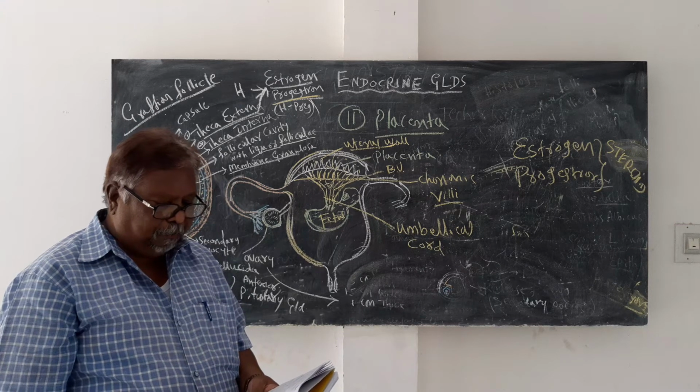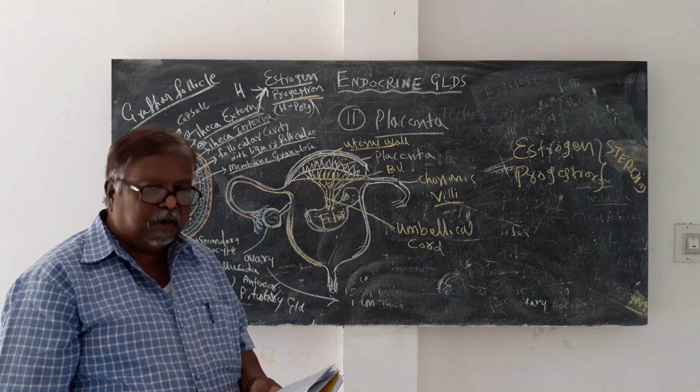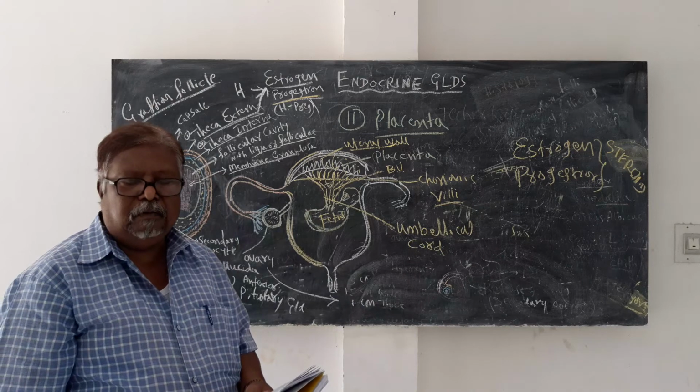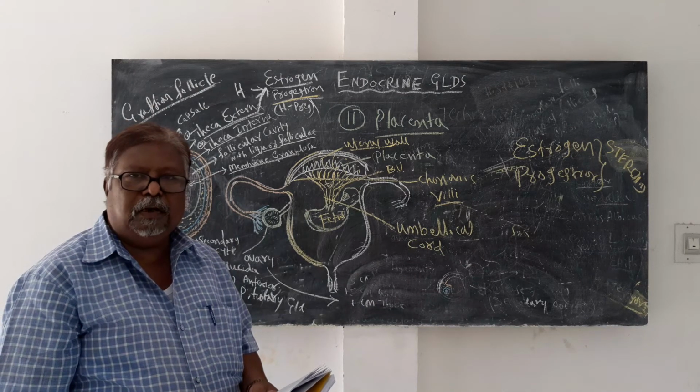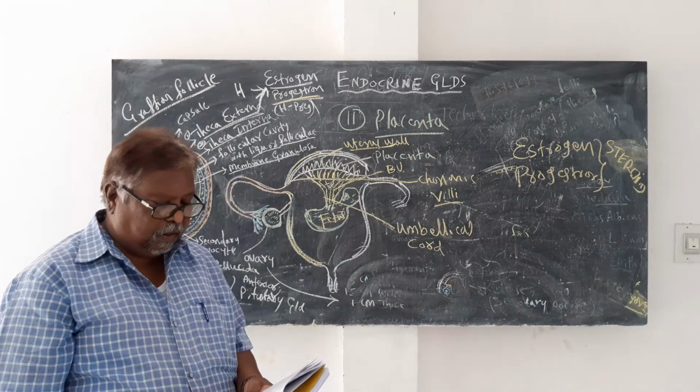Progesterone suppresses the contraction of the muscle layer of the uterine wall during pregnancy, which avoids termination. To avoid termination, the uterine wall should not contract, and this is prevented by this hormone.